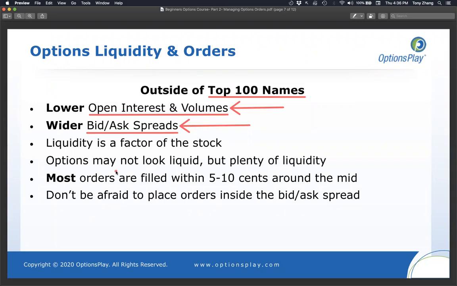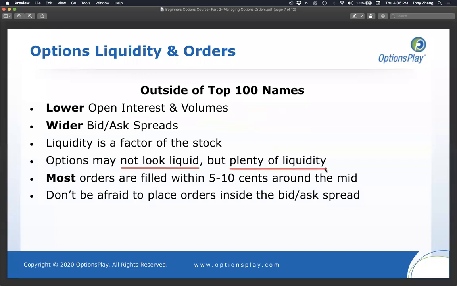So many times what we see is that options may not look very liquid, but actually there's plenty of liquidity underneath. And there's really no way to test, there's no real way to see this until you actually trade it. So one of the things that we do to test out liquidity is not look at where the bid-ask spreads are, but look at where executions actually trade.